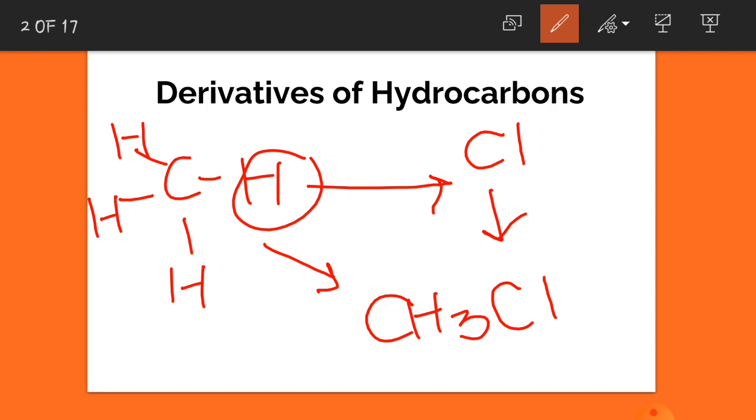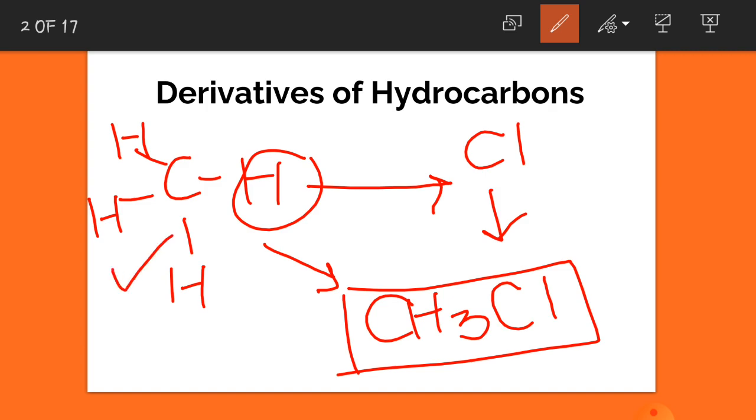written as CH3Cl. Now you may see here that this methyl chloride is different from methane, and since this methyl chloride is derived from methane by substituting a hydrogen atom with a chlorine atom, therefore this methyl chloride will be considered as the derivative of methane. What is methane? Methane is a hydrocarbon.